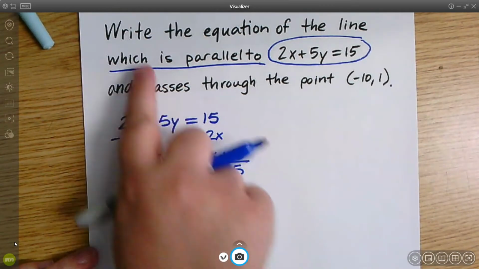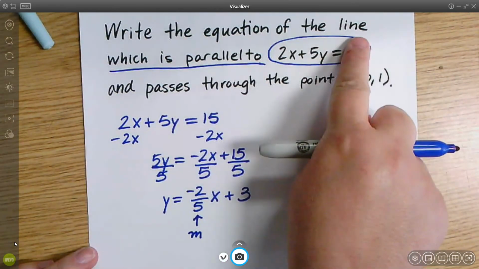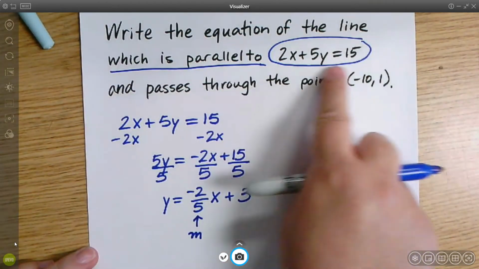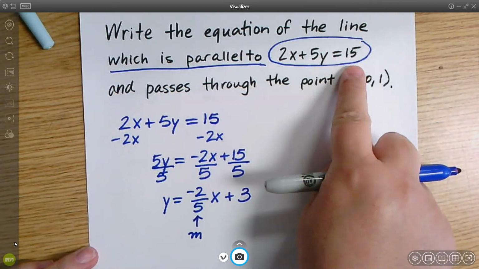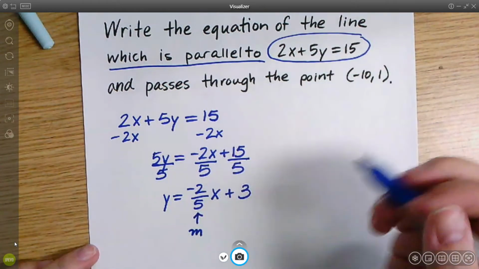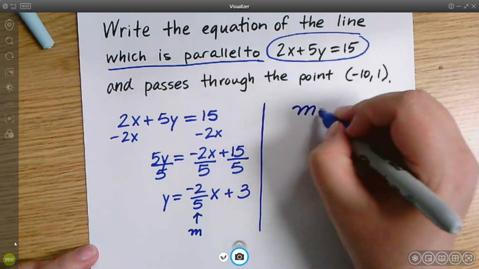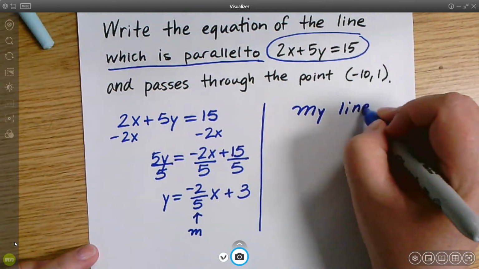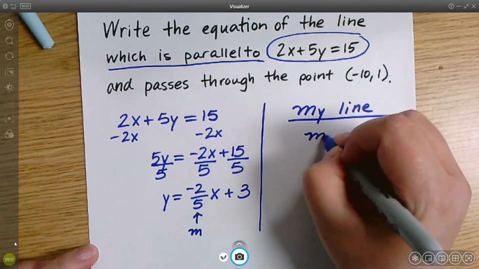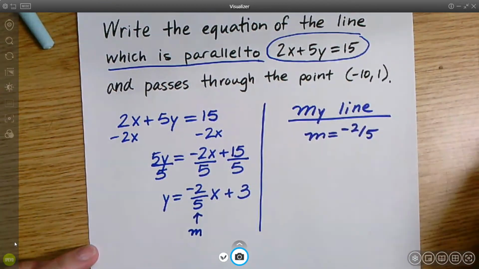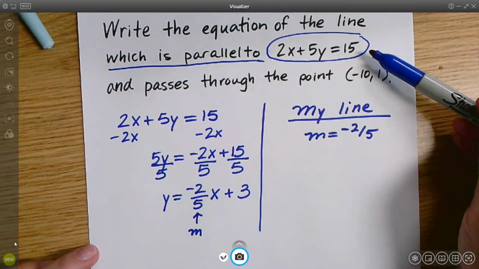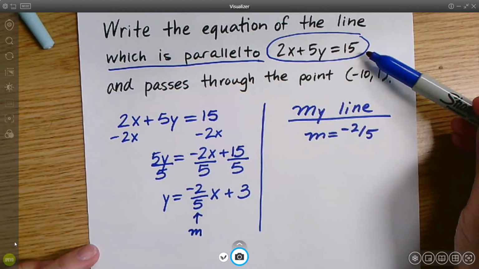So when they say the equation of my line that I'm writing the equation of is parallel to this line, it's just a fancy way of telling me that my line has a slope of -2/5. Parallel lines have the same slope. That's the only thing I need from this line. When they're telling me it's parallel to this line or it's perpendicular to this line, that's the only thing I care about from that line, its slope.